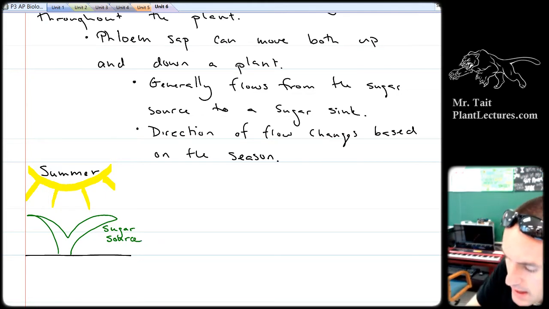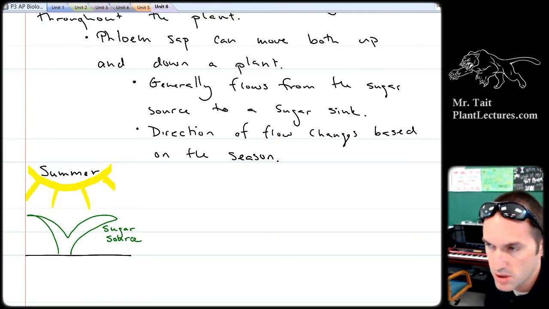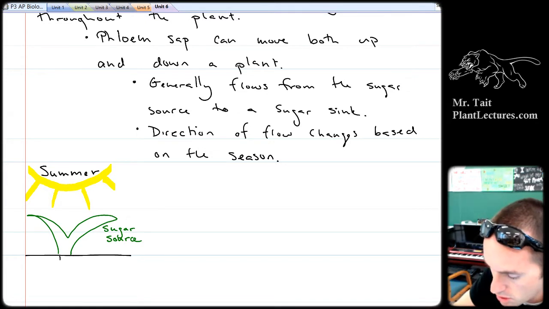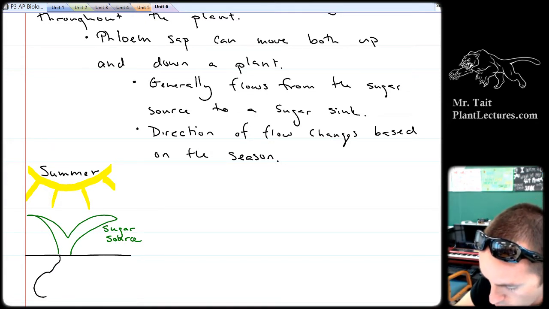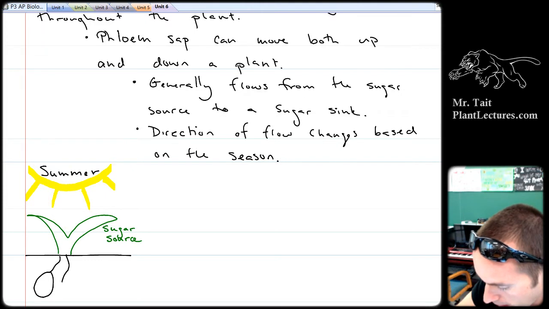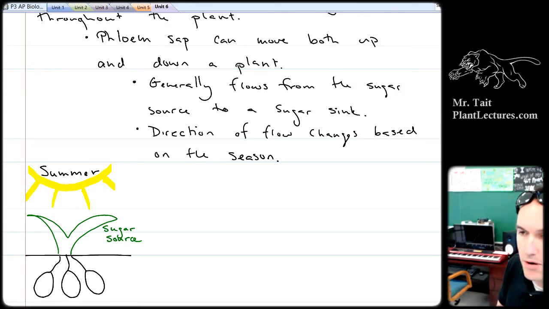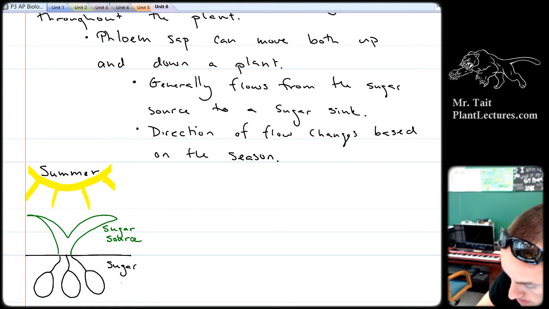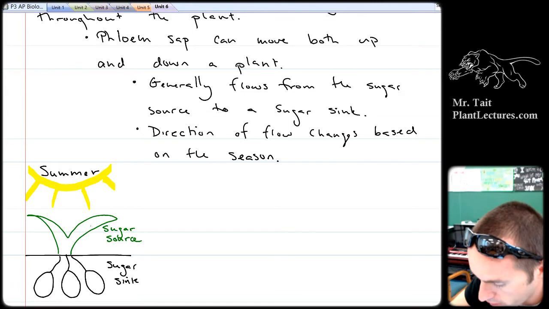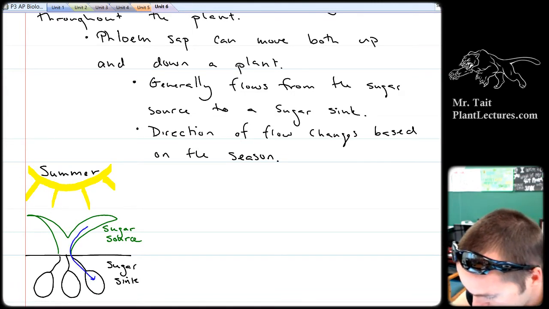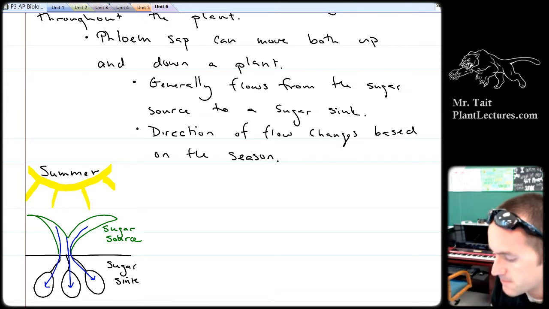And then they are producing excess sugars, more sugars than they need, and they can take those excess sugars and store them down in their sugar bank here, which in the case of potatoes are tubers that are full of starch, right? So these become the sugar sink. So in this case, the phloem sap flows from the source to the sink, right?